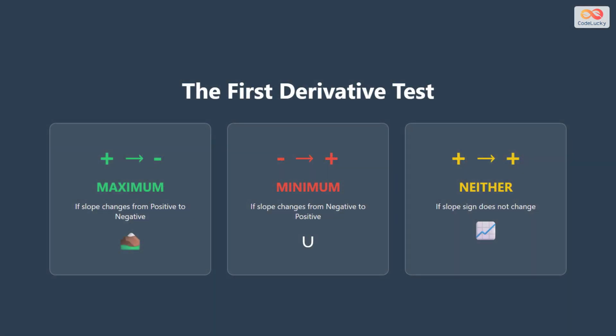Once you have your critical points, how do you know if they are maximums or minimums? You use the first derivative test. If the slope changes from positive to negative, it is a maximum. If it changes from negative to positive, it is a minimum. If the sign does not change, it is neither.